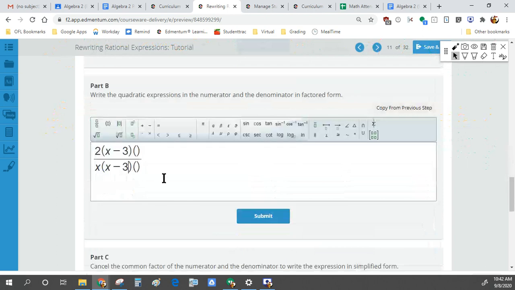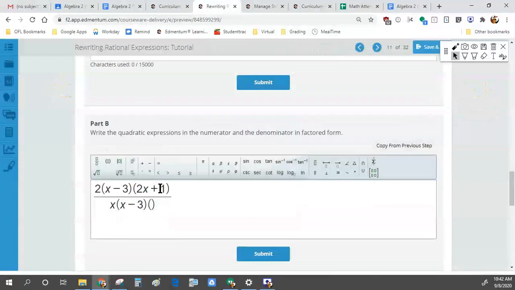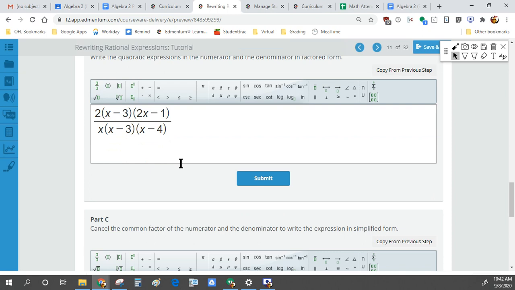2x minus 1. And the last one is x minus 4. I hate having to use these arrows. X minus 4. So just so you guys know, if you are ever frustrated with it, it's not just you. Teachers get annoyed by it too.